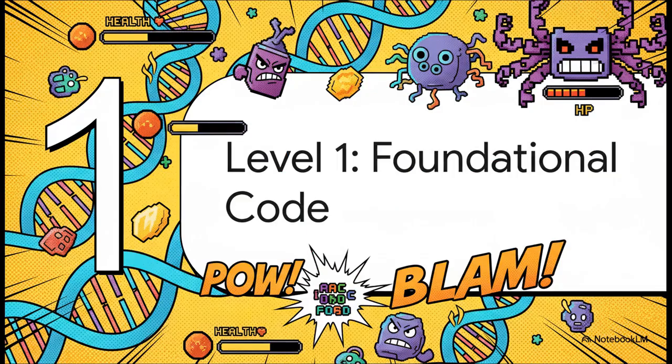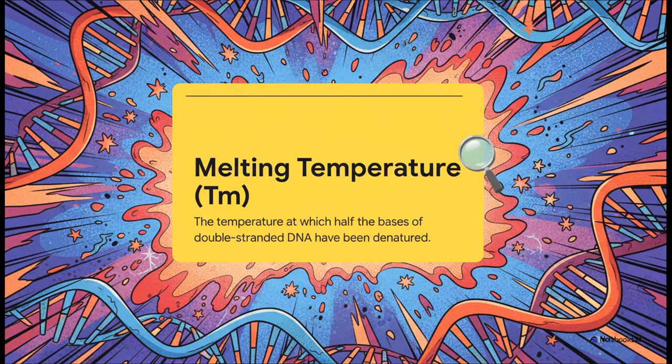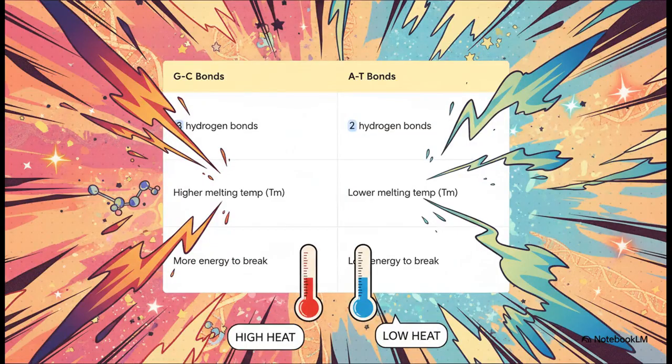All right, let's jump right in. Level 1, we're calling this the foundational code. You know how it is in video games? Before you can take on the big boss, you have to master the basics. Same thing here. First up, a concept you can pretty much bet is going to show up: melting temperature, or TM. It sounds complicated, but it's not. All it is, it's the exact temperature where half of your double-stranded DNA decides to break up and become single-stranded. That's it.